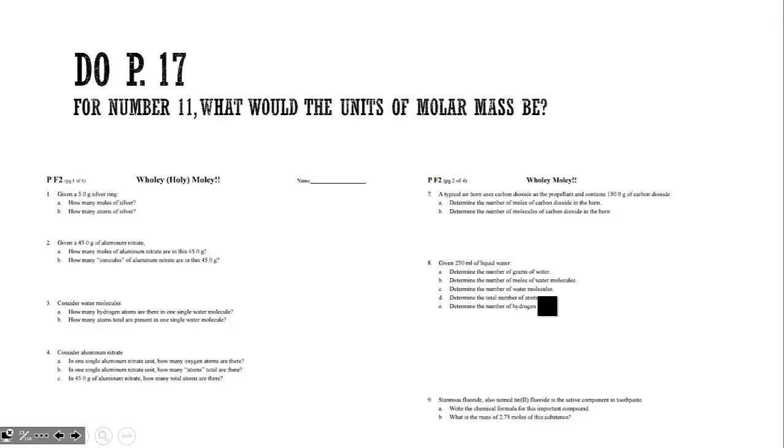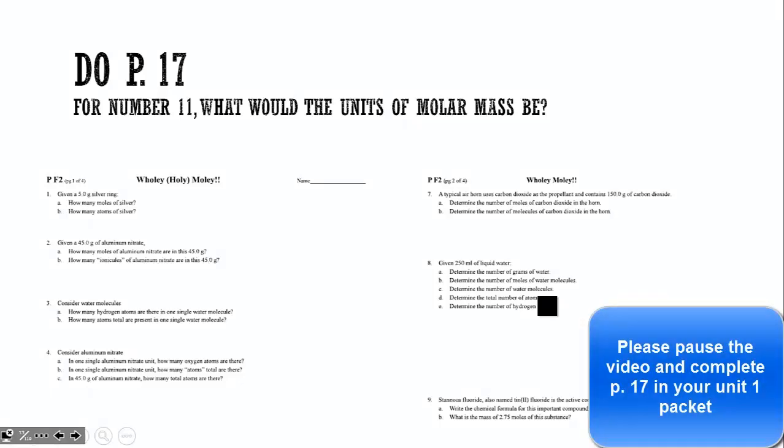And with that being said, you are now able to do page 17 in your packet. Go ahead and pause the video and do page 17. For number 11, you might want this hint. What are the units for molar mass? And mathematically, what would you have to do to end up with those units? So that's your hint for number 11. Go ahead again, pause the video and do page 17.